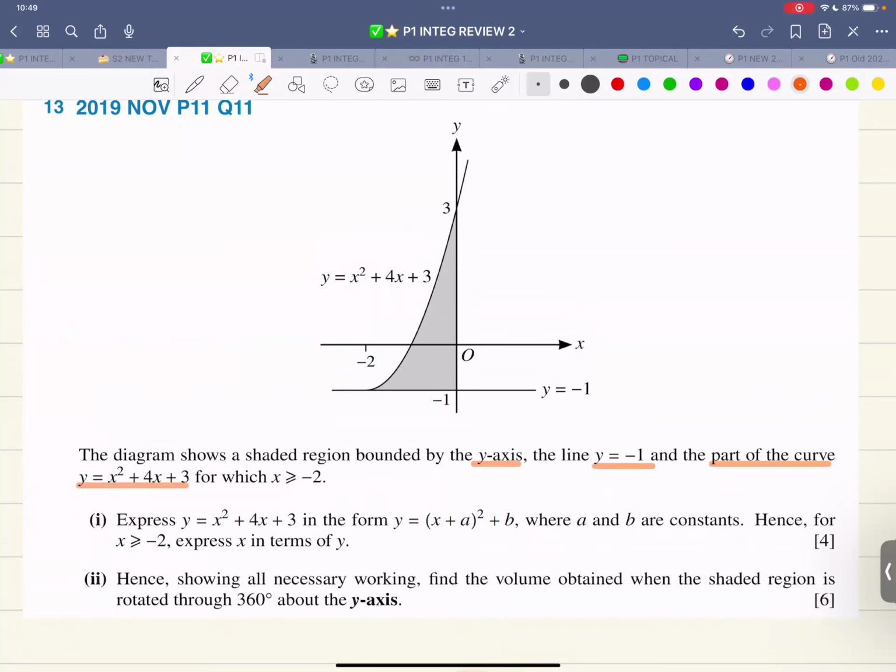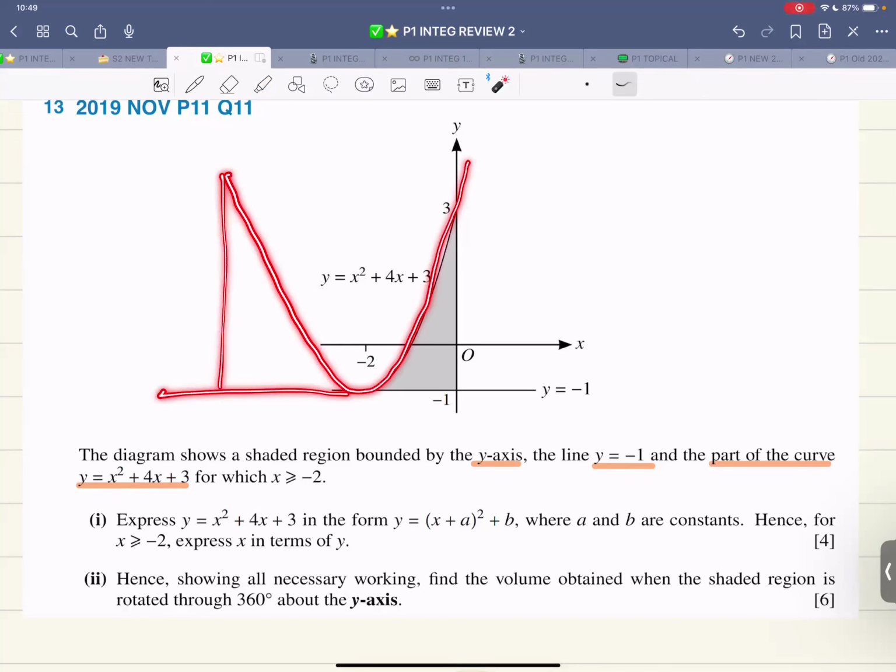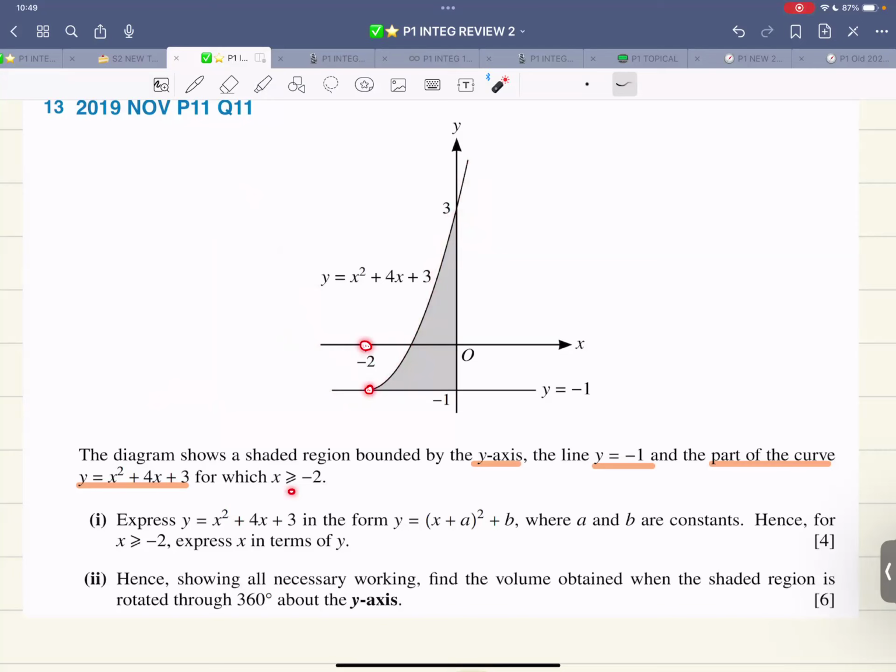So they have drawn this quadratic curve, and it would be going like this, like this, like this, and like this. But they are not interested in this part because over here also there is a shaded region. So they're not interested in that. They are just interested in x is greater than or equal to -2. So this is the region that they are interested in.